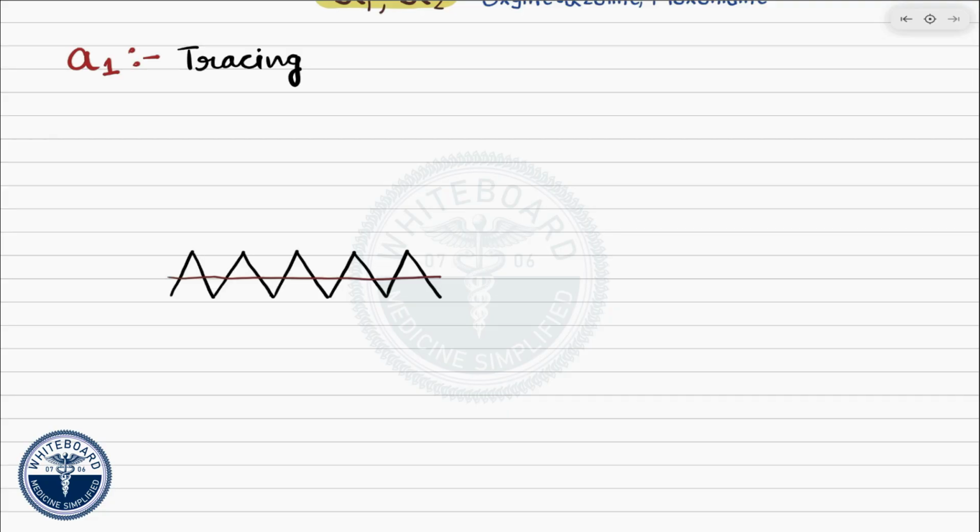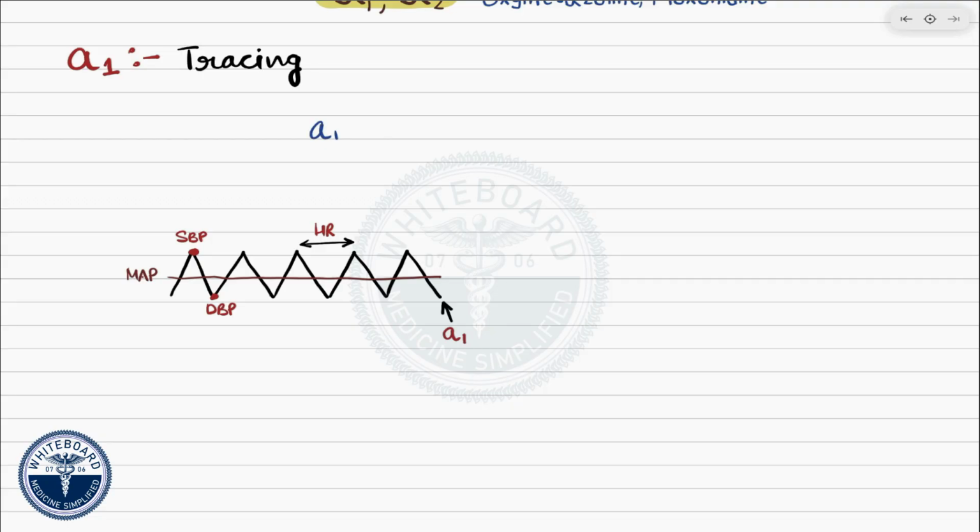Imagine this tracing represents a person's baseline cardiovascular status. The middle line represents the mean arterial pressure, while the peaks and troughs correspond to the systolic and diastolic blood pressure. At the same time, the distance between two consecutive beats tells us the heart rate. Now suppose we administer an alpha-1 agonist such as phenylephrine.